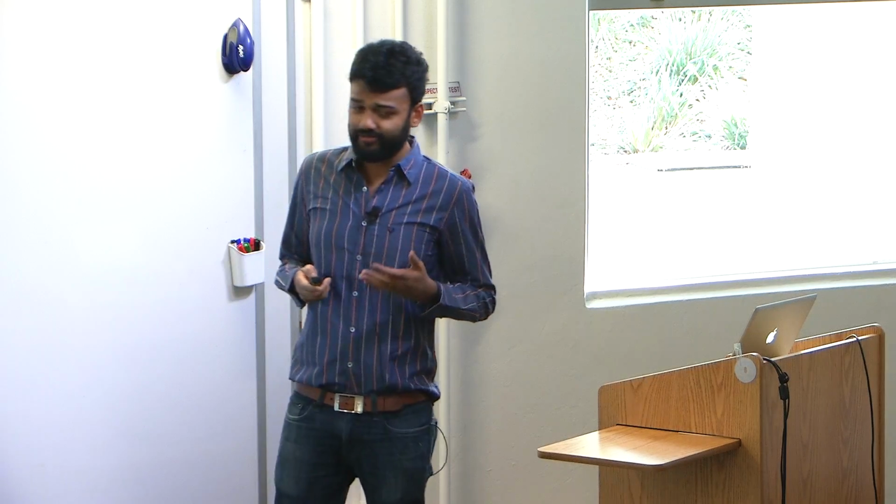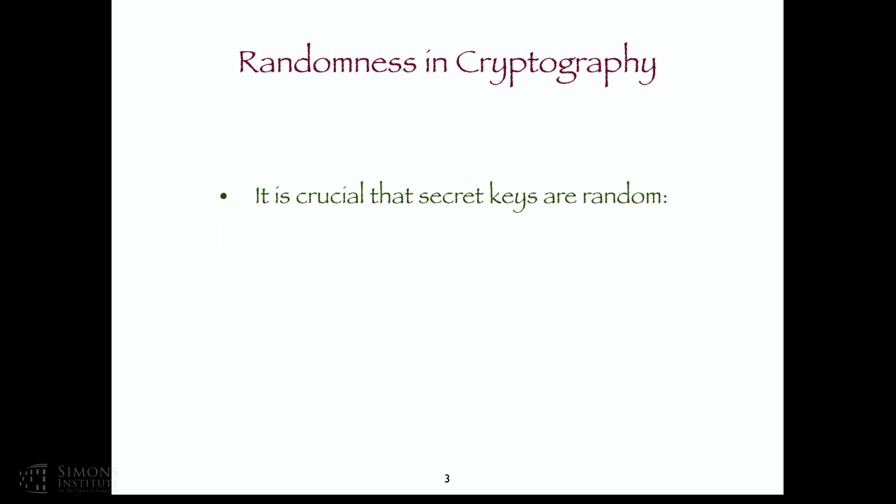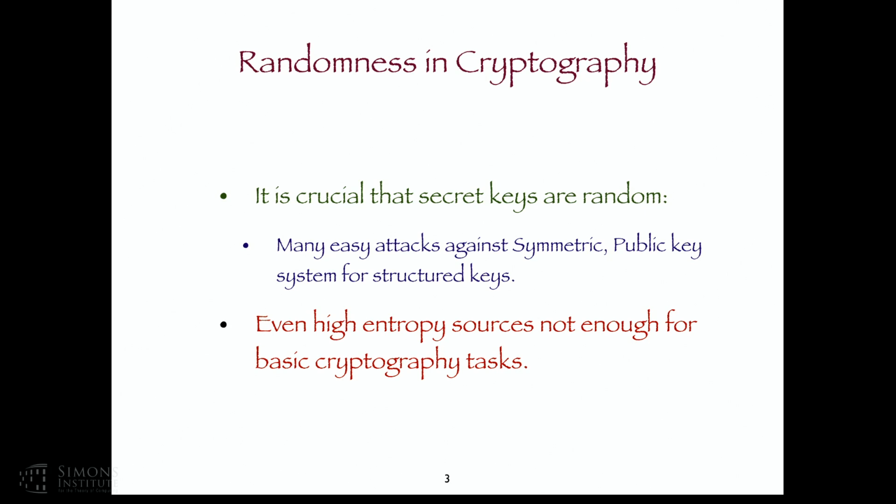For example, in cryptography, it's essential that you use randomness. You need the secret keys to be uniformly random, because there are many easy attacks if there is some structure known about the keys you're using in your crypto systems. Further, research shows that for basic cryptographic tasks like bit commitment schemes and many others, you actually need uniform and uncorrelated bits. Even high entropy sources are not enough for carrying out these tasks, and there are papers which break such crypto systems if you just use high entropy sources.